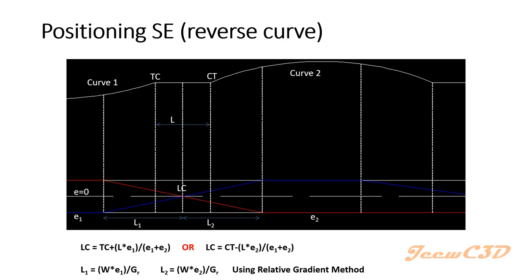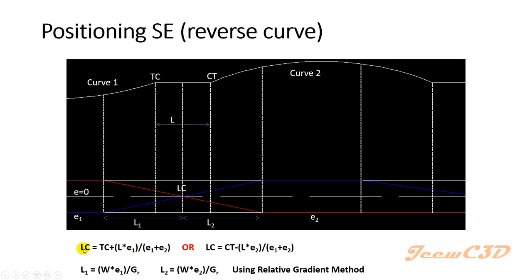In that case, you have to first find the super elevation 0 point. Super elevation 0 point, we call it level crown. This point is called LC. First you need to find that one. LC equals TC plus L E1 over E1 plus E2, where TC means tangent to curve point. This L is the same as this short tangent length. E1 means the super elevation of this curve, E2 means the super elevation of this curve. So we will proportionately distribute the super elevation throughout this length. That is how to get this LC point.